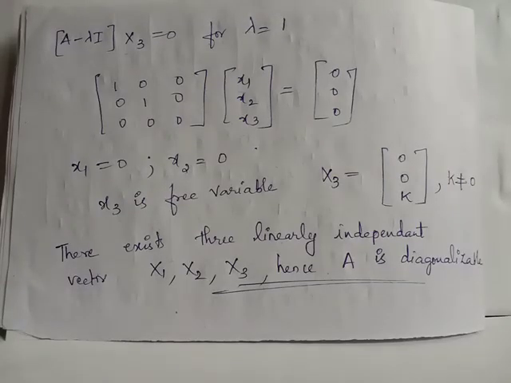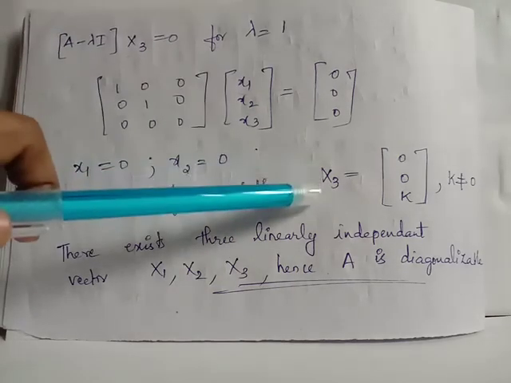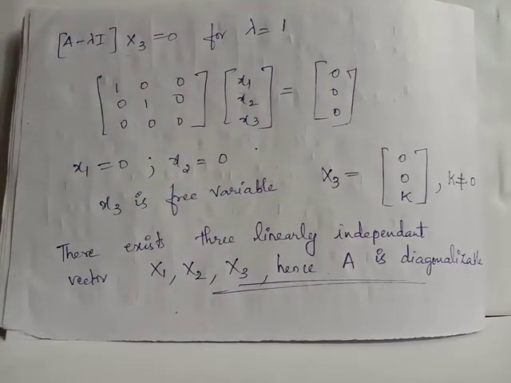We wish to find the eigenvector x3 corresponding to the eigenvalue lambda equals 1. We carry out the equation (A minus lambda I) x3 equals 0. We get x1 equals 0, x2 equals 0 and x3 is a free variable. Hence, we can have the format of the eigenvector corresponding to lambda equals 1 as x3 equals (0, 0, k), where k is a non-zero scalar.